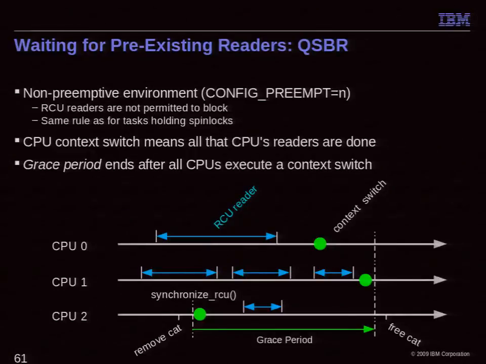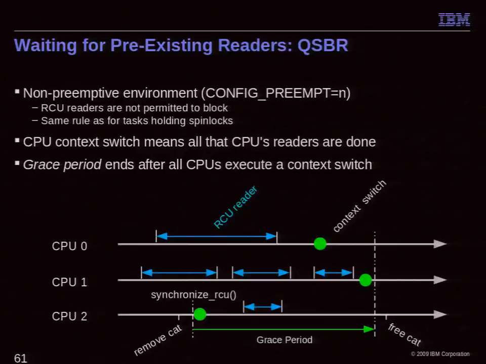So here we remove the cat. Time is moving from left to right on the diagram. We've got CPU 1, 2, and 3. These blue arrows are RCU readers, and the green circles are context switches. So we remove the cat. Now, that means that any reader past this point can't possibly get to the cat. But we don't know where these CPUs are. We don't want to coordinate that tightly because that's expensive, as we saw. So what we do is we do synchronize_rcu. And that means we wait for a grace period. That means we do a context switch because we're waiting.